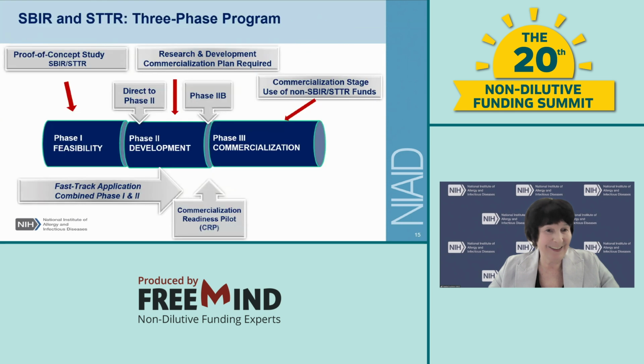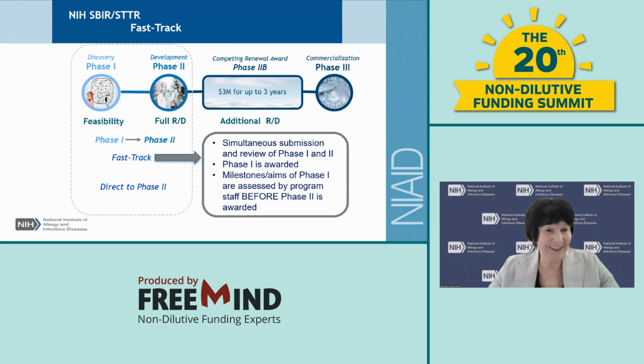About the program structure, I'm sure most of you know: Phase 1, proof of principle. Only awarded Phase 1s can apply to Phase 2, research and development, and then Phase 3, commercialization, with non-federal money. But I would like to mention that NIAID is also participating in the fast track mechanism. We also have direct to Phase 2, Phase 2B, and the commercialization readiness program. On the next slides, I will talk briefly about each mechanism.